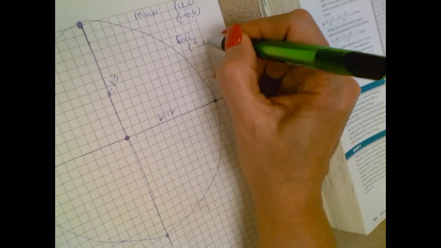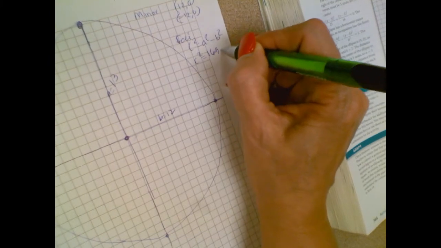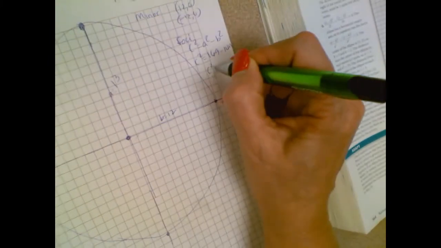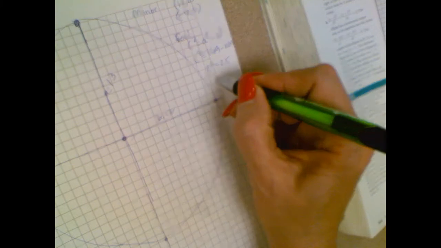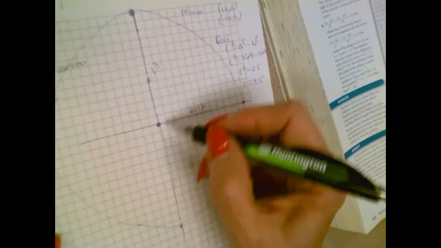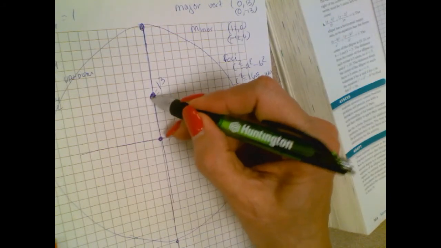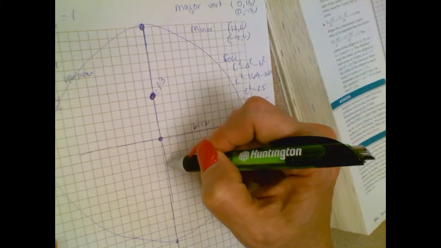C squared equals A squared minus B squared. C squared equals 169 minus 144, which is 25. So C is plus or minus 5. Now these go on the longer axis. So if you graph this, 1, 2, 3, 4, 5. That's a foci. And 1, 2, 3, 4, 5.